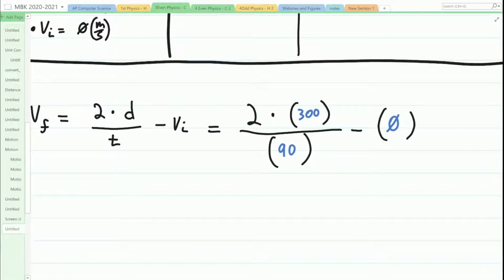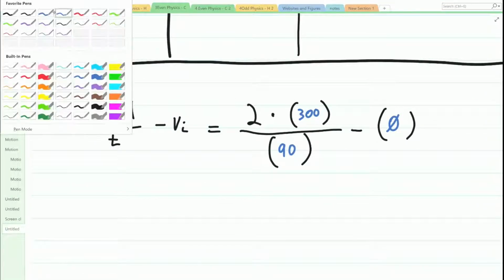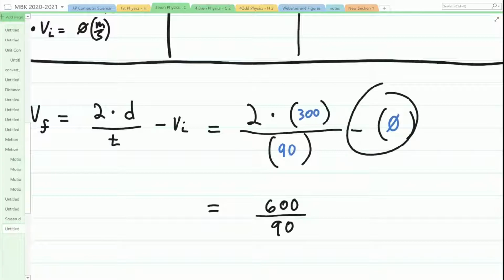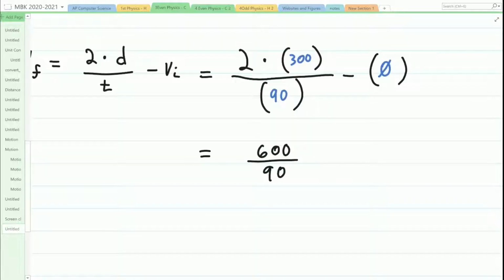So 2 times 300, I get 600, divided by 90, minus 0, so I can just leave that off. So 600 divided by 90 will give me approximately 6.66 meters per second. That's my final velocity.